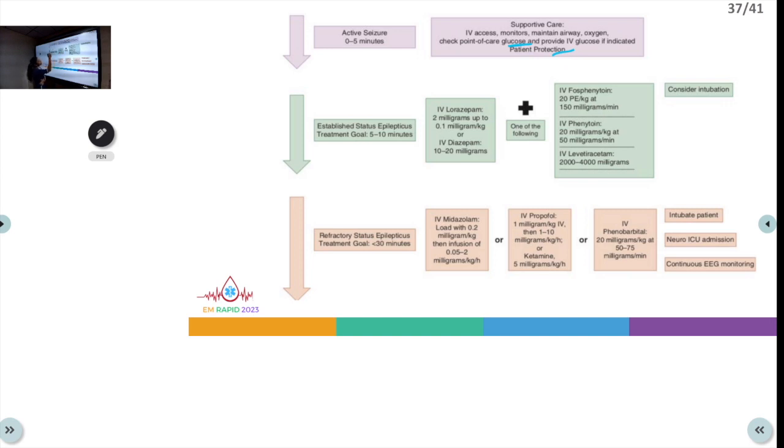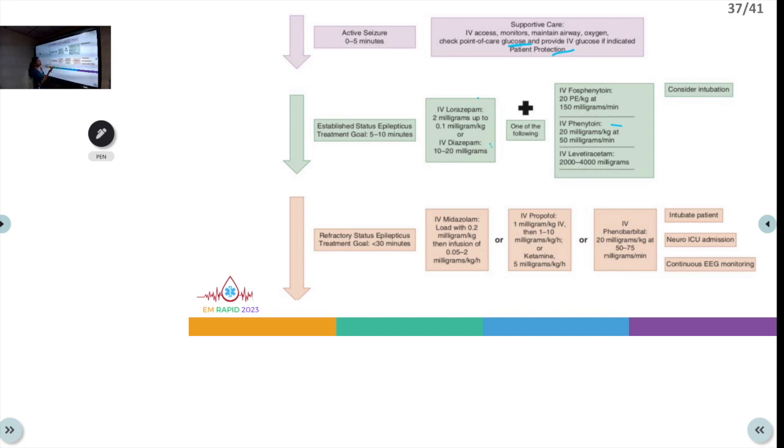Okay. Then after 5 minutes, if seizure continues, we will be giving a benzodiazepine as the first choice: lorazepam, diazepam or midazolam. If the seizure is continuing 5 minutes after the first dose, we will repeat another dose of benzodiazepine. Then after that we will be giving IV fosphenytoin or phenytoin or levetiracetam. If even after the second dose of benzodiazepine the patient continues to have seizure, we will start any of these anti-epileptic drugs and we will consider intubation.